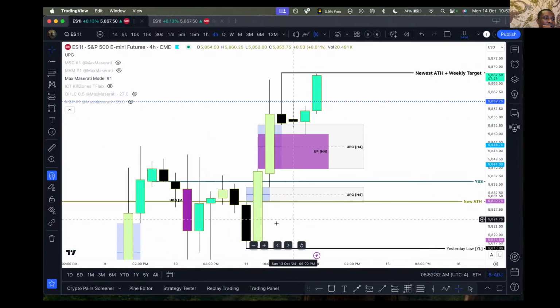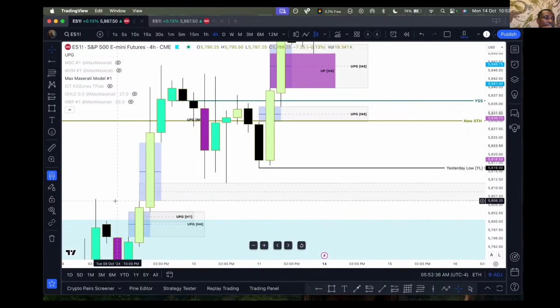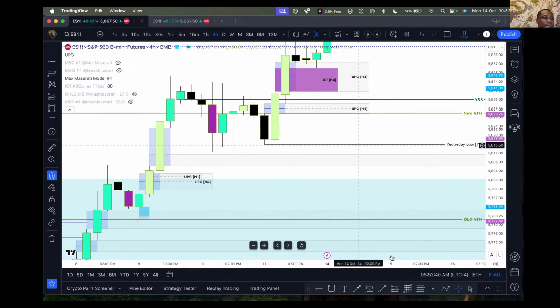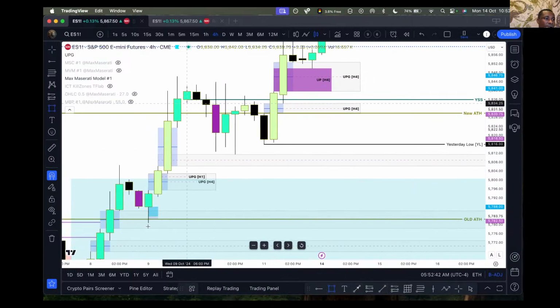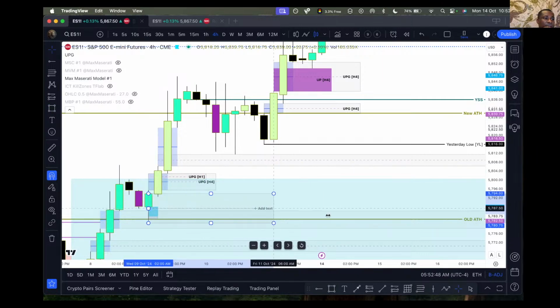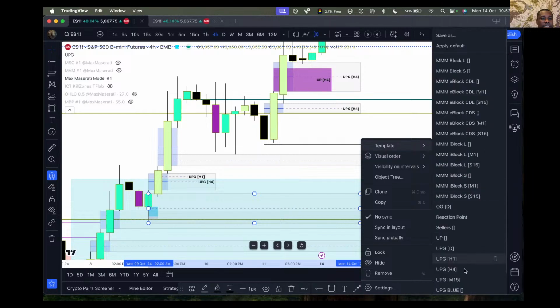Anyway, as we can see on the 4-hour, the market created a market structure change at this level. So on the 4-hour, this is our MMM external block here. Why is it our MMM external block? Because of the bullish market structure change to this level here. All right, so let's call this a market structure MMM external block CDL on the 4-hour.